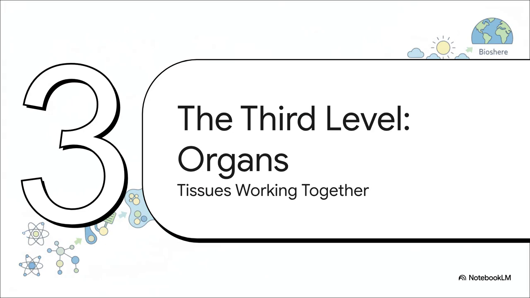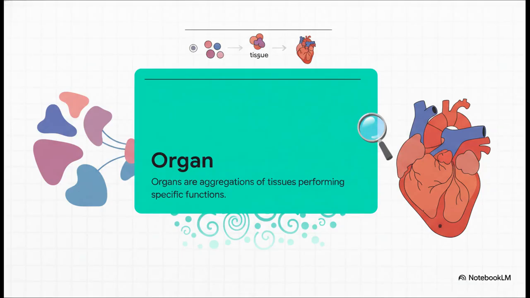Okay, so we've gone from single cells to tissues. The next step up this ladder is the organ. This is where different teams, different tissues, come together to achieve an even bigger, more complex goal. The key word here is aggregations. Now that's just a fancy way of saying a collection or a gathering. So an organ is just a collection of different tissues, all working together on one big, specific function.